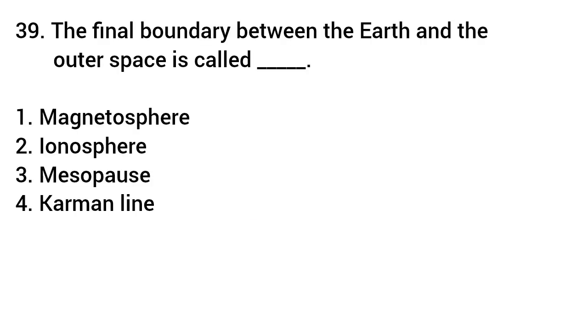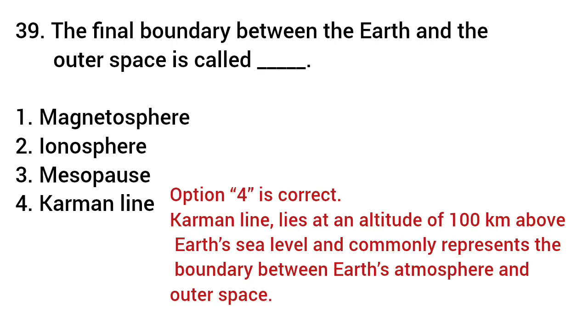The final boundary between the Earth and the outer space is called? Answer. Option 4 is correct. Karman line lies at an altitude of 100 km above Earth's sea level and commonly represents the boundary between Earth's atmosphere and outer space.